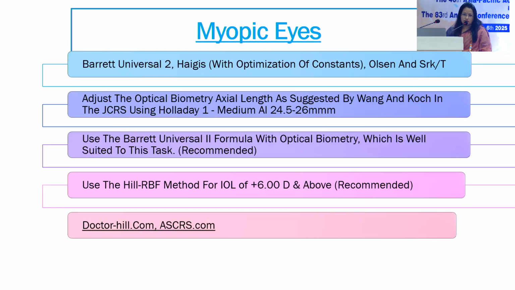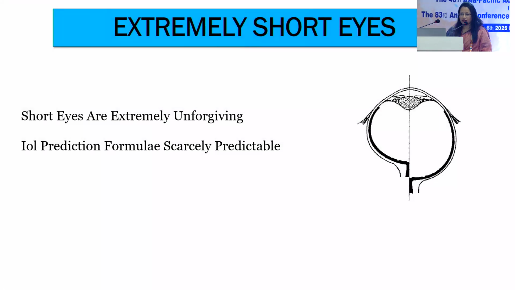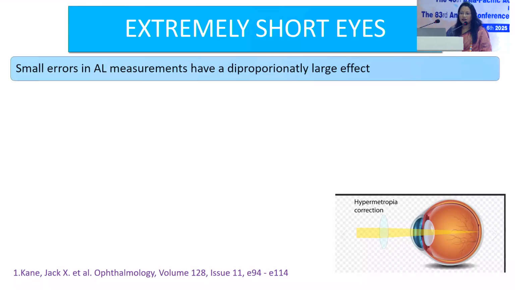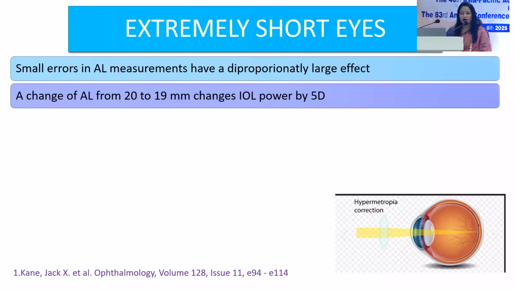drhill.com or ascrs.com is the website where you can go and check with these formulas. Now coming to extremely short eyes, because these eyes are extremely unforgiving, IOL prediction should be very, very particular in these eyes. Small errors in axial length measurement have a disproportionately larger effect. A change of axial length, say from 20 to 19, will change the IOL power by 5 diopters.